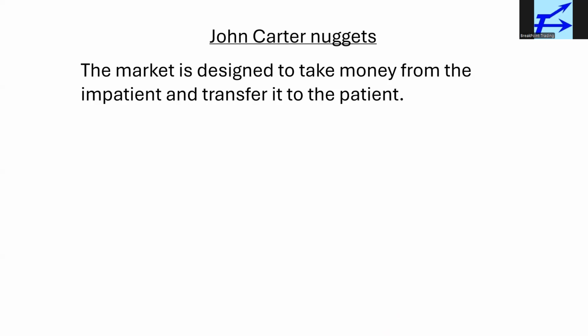We'll talk about that more when we talk about the daily scan tomorrow. But you'll see in a minute. The market's designed to take money from the impatient and transfer it to the patient. So keep that in mind.